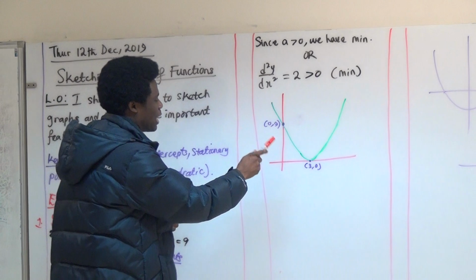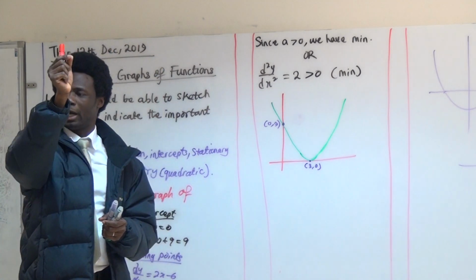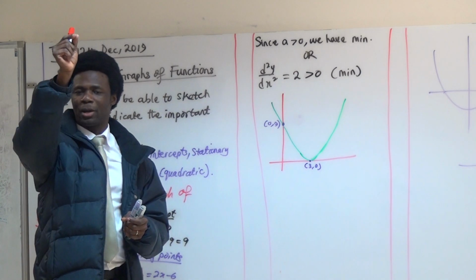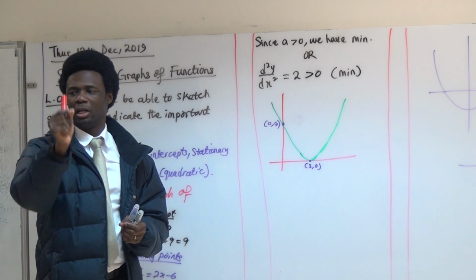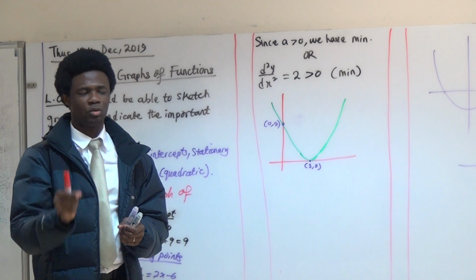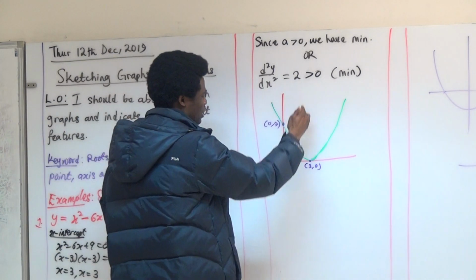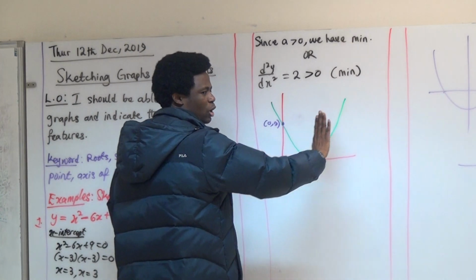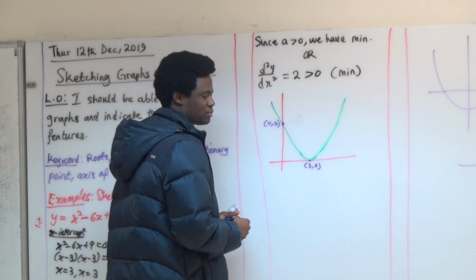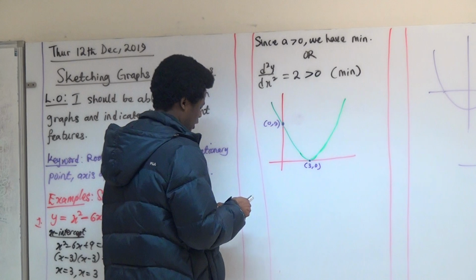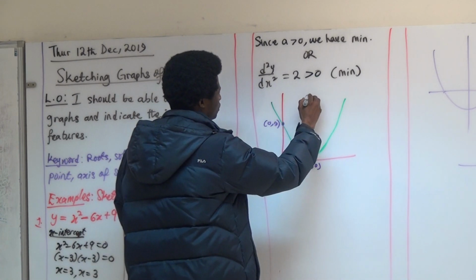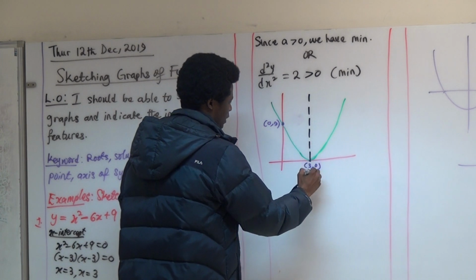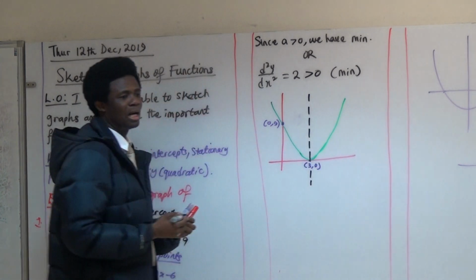In the case of a parabola, it's always the line that passes through the turning point, because after it turns, it's going to go the same way with the same slope on both sides. Does it make sense? So your axis of symmetry, if to be shown, will be something like this. You just draw a broken line and let it cut through the turning point.